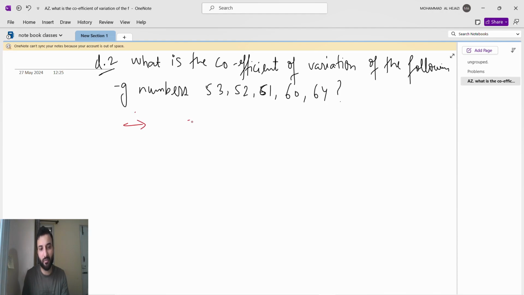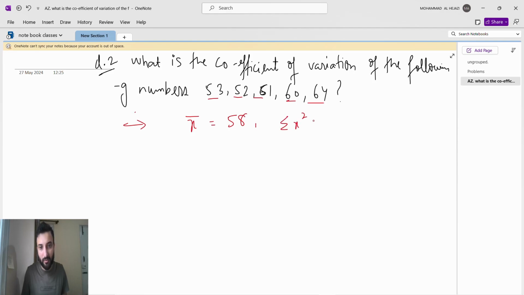So coefficient of variation, first of all we have to find the x bar. Here you can use 53 plus 52 plus 61 plus 60 plus 64, that is 290, divided by 5. Yes, x bar is 58. Directly you will get.